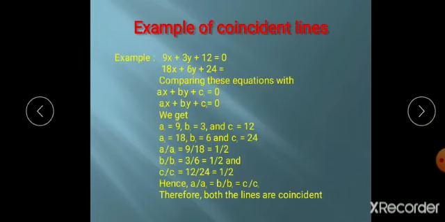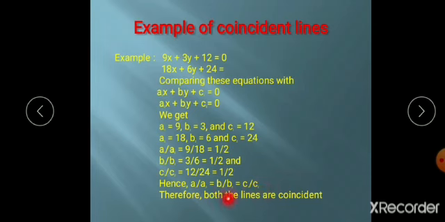If we see one example for consistent coincident lines, consider 9x plus 3y plus 12. So a1 is 9, b1 is 3, c1 is 12. The second example, 18x plus 6y plus 24. Then a2 is 18, b2 is 6, c2 is 24. Divide a1 by a2, b1 by b2, c1 by c2. Here you can observe all the ratios are equal. a1 by a2 is equal to b1 by b2 is equal to c1 by c2. Such a condition we call coincident lines.